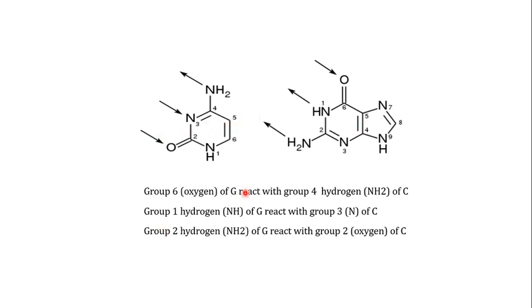So the position number 6 of the guanine over here is going to interact with the position number 4 of the cytosine. The position number 1 of the guanine is going to interact with the position number 3 of the cytosine, and the position number 2 in the guanine is going to interact with position number 2 of the cytosine, thereby making 3 hydrogen bonds. So there are 2 hydrogen bonds between adenine and thymine, and there are 3 hydrogen bonds between the guanine and the cytosine. So this is the structure of the guanine, and this is the structure of the cytosine with their specific positions mentioned for the hydrogen bonding.